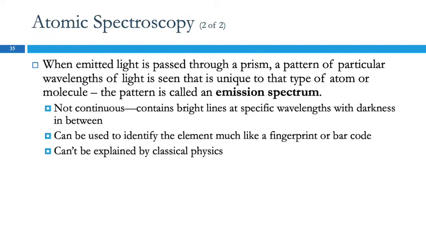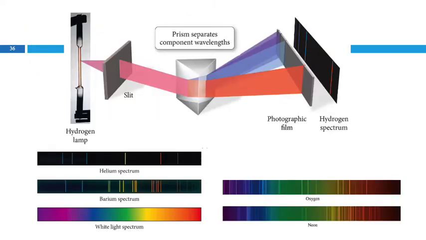And this cannot be explained by classical physics. So this is what's going on here. Here we have a hydrogen lamp, and its light is going through a slit just to focus it, and then it's going through a prism where it's going to get separated into a rainbow, except there's only 3 colors in there instead of a continuous varying band of colors.